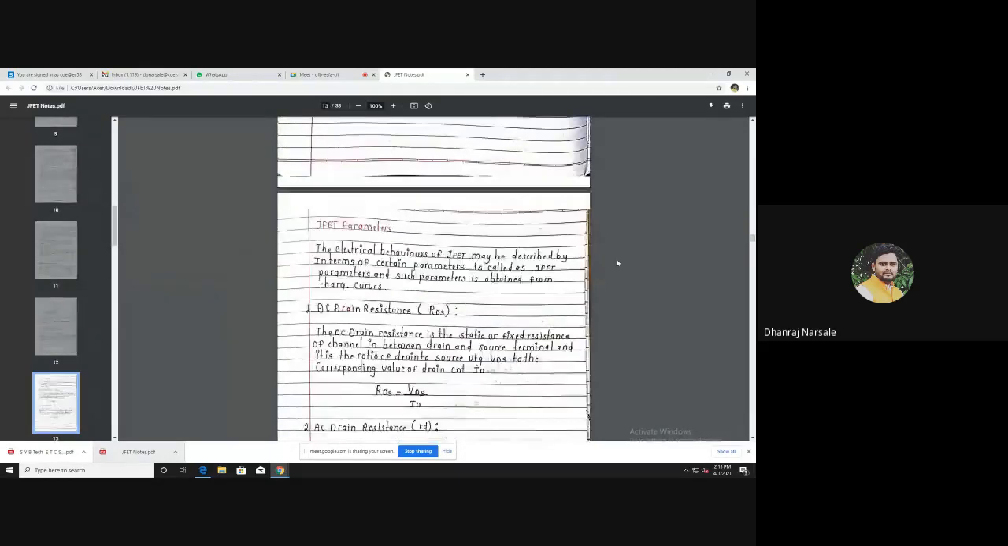Up to this, I think we have covered in the last lecture. So the next point is the JFET parameters. In the junction field effect transistor, we have to see the different parameters: DC resistance and AC resistance. Then we will see another two parameters, that is the transconductance, amplification factor, and the input resistance.